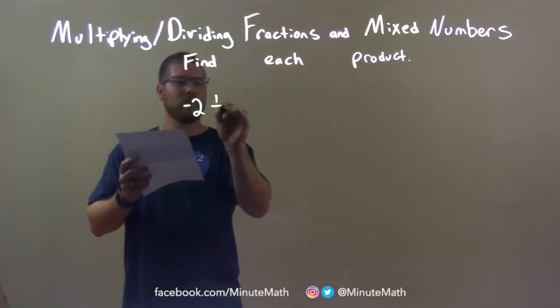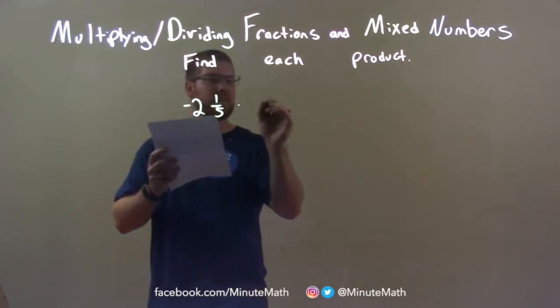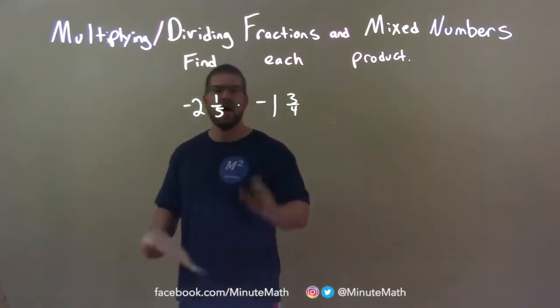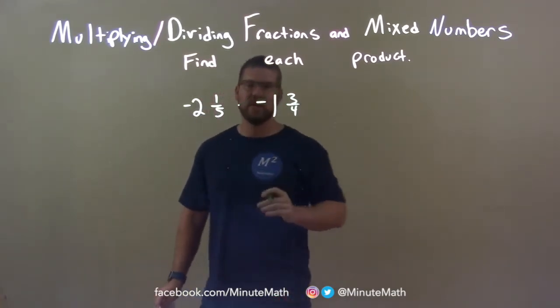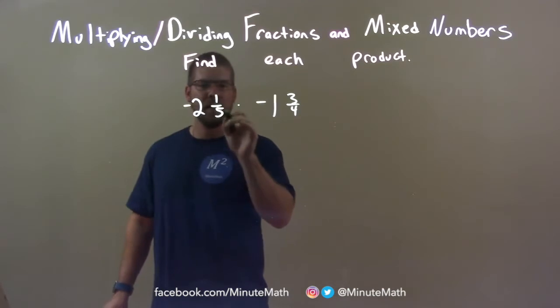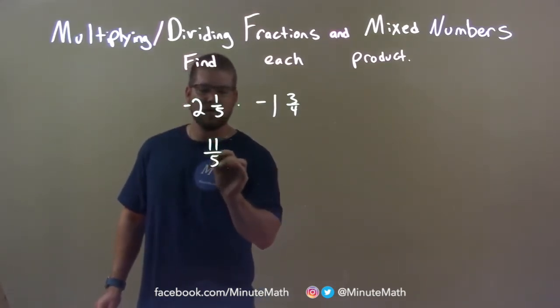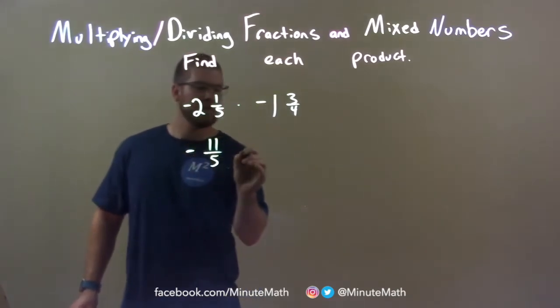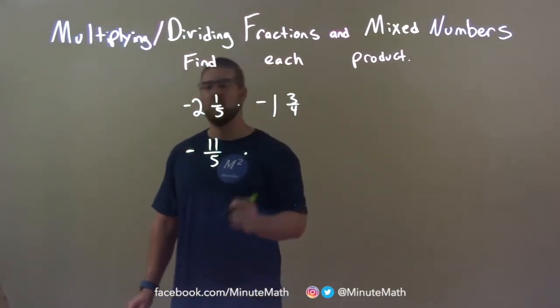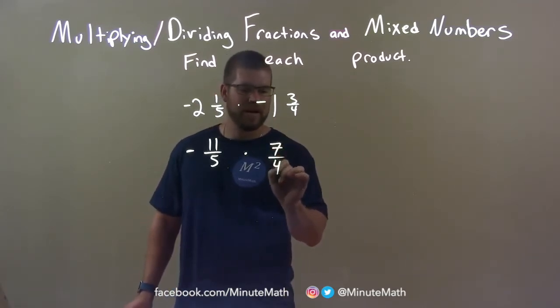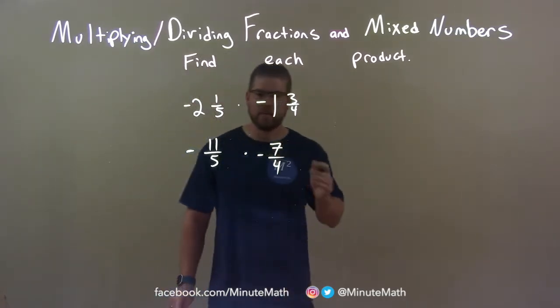Negative 2 and 1/5 times a negative 1 and 3/4. Okay? I always convert these first thing into an improper fraction. So 5 times 2 is 10 plus 1 is 11. 11/5, don't forget the negative, times 4 times 1 is 4, plus 3 is 7. So we have 7 over 4, and again, let's not forget that negative, okay?